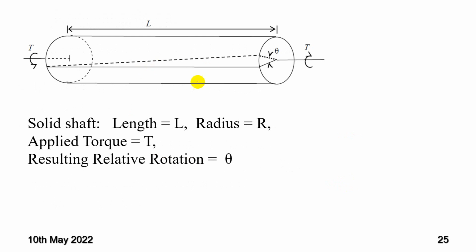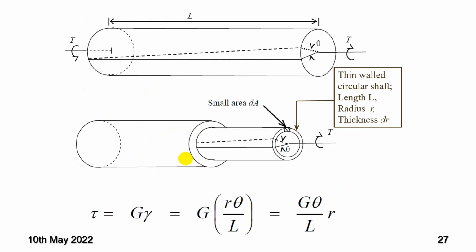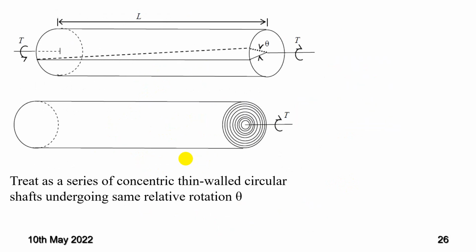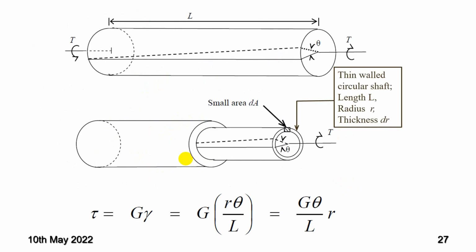So if you look at this, it's a solid shaft, length L, radius R, torque applied, resulting rotation theta. If you derive an equation, this is the relationship between strain and stress. So strain is R theta over L, and stress is G theta over L into R, which is derived from what we have done earlier.